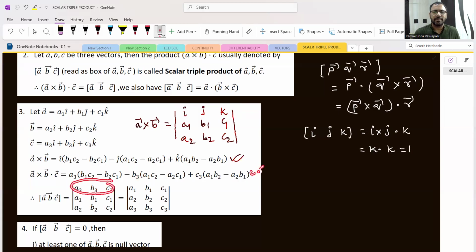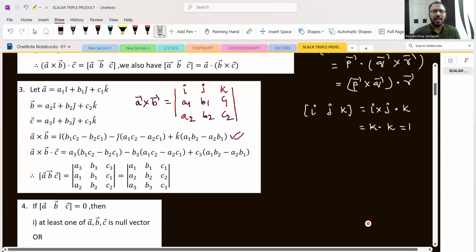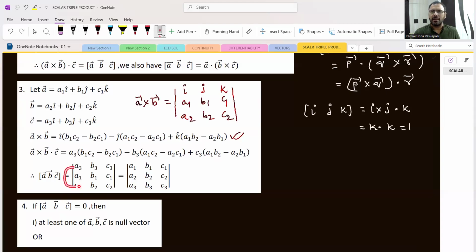So, this entire expression can be written as a determinant of A3, B3, C3, then A1, B1, C1. Now interchange the first row and the third row. After that, again interchange the second row and the third row. You will get this final determinant.